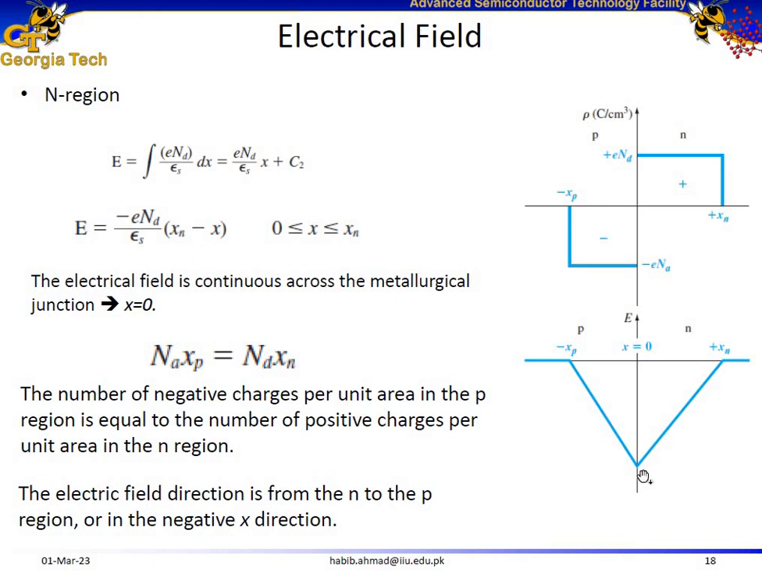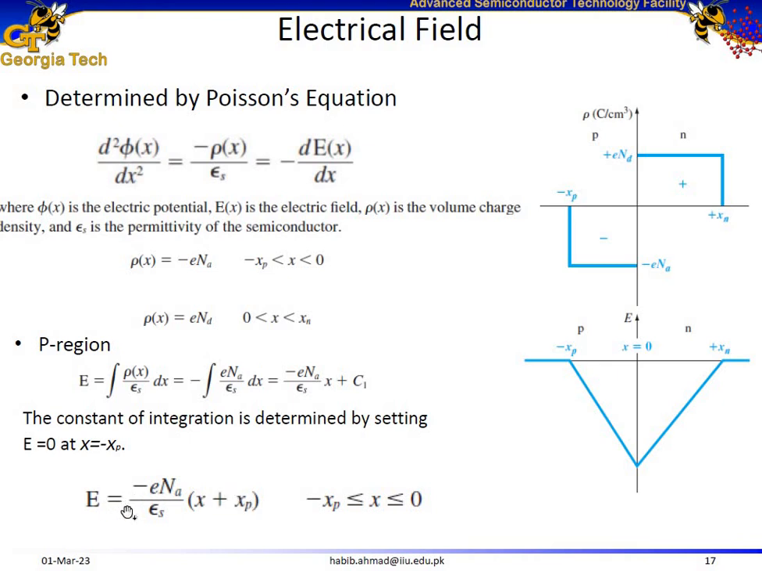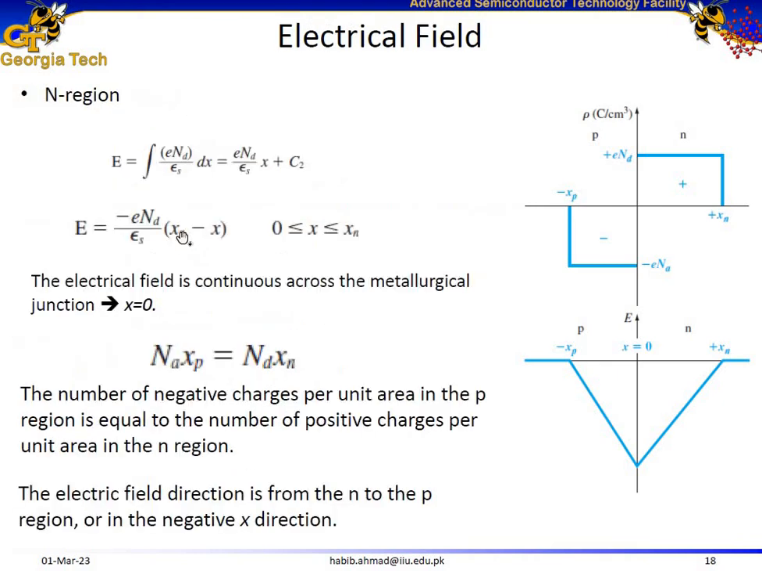So at x equal to 0, it has the maximum value, and once again this equation and the equation given in the previous slide will have the same value. So equate this equation with this one at x equal to 0, and then you get this equation: Na xp is equal to Nd xn at the metallurgical junction. It's a useful equation. Na is the acceptor doping, xp is the edge of the depletion region on the p side of the semiconductor. Similarly, xn is the edge of the depletion region on the n side of the semiconductor, and Nd is the donor doping.